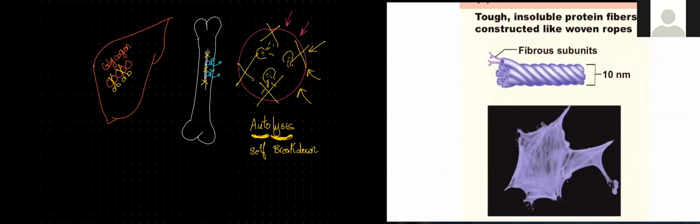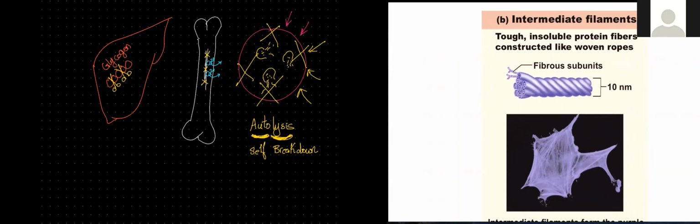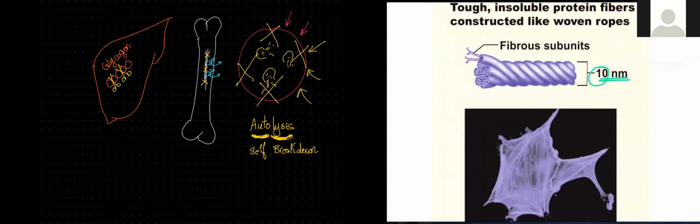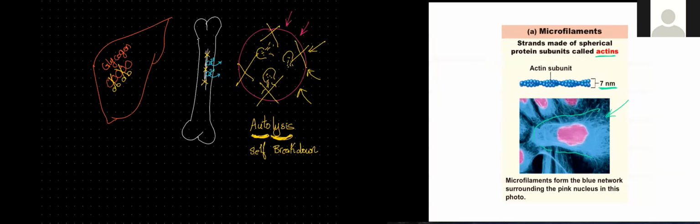Another set of filaments that will also be occupying the cytoplasm, building the skeleton of the cell, are the intermediate filaments, which have a larger diameter compared to the previous ones. They have a diameter of 10 nanometers, and unlike the microfilaments, which were formed by actin subunits, the protein subunits responsible for the formation of the intermediate filaments are fibrous subunits.